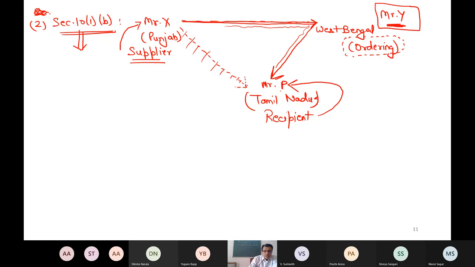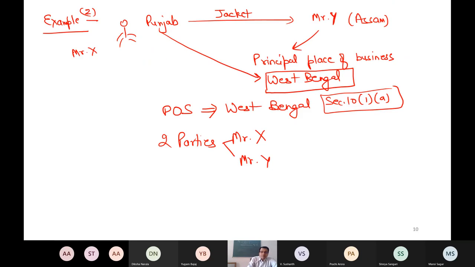Now I hope this example is clear that such things normally happen in a business. To save the transportation, maybe I can directly ask my supplier that you send the bill to me, but please pack the goods and deliver directly at Tamil Nadu's address so that I save some amount of transportation. That's it. Now, place of supply is not so easy to determine. Can you think logically what should be the place of supply? Or can you tell me what is the difference between this example and the previous example?